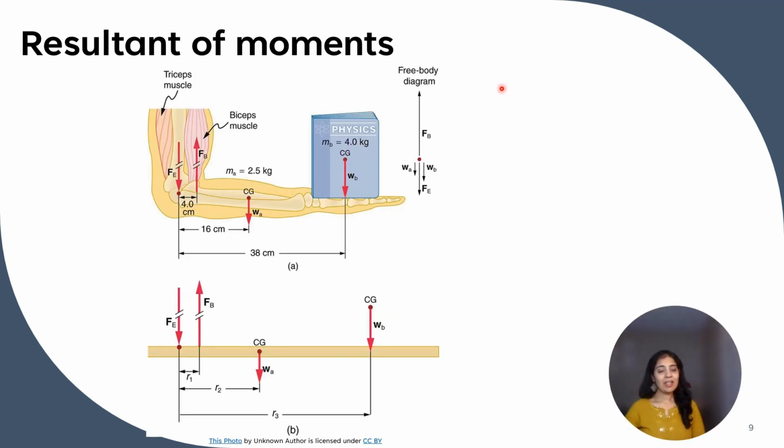For calculating the resultant of moments acting on a body, consider this example. Here, a book of mass 4 kg is held in hand.